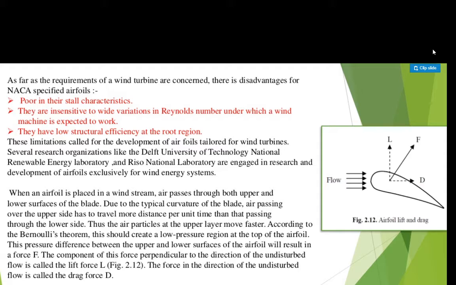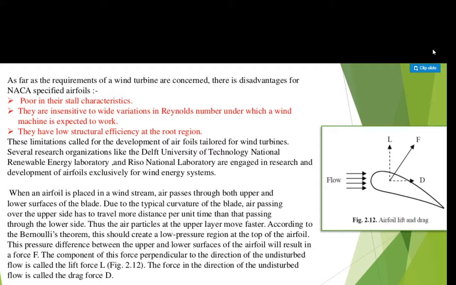As far as the requirements of a wind turbine are concerned, there are disadvantages to NACA specified airfoils. They are poor in their stall characteristics, they are insensitive to the wide variation in Reynolds number under which a wind machine is expected to work, and they have low structural efficiency at the root region. These limitations called for the development of airfoils tailored for wind turbines. Several research organizations like the Delft University of Technology, National Renewable Energy Laboratory and RISO National Laboratory are engaged in research and development of airfoils exclusively for wind energy systems.